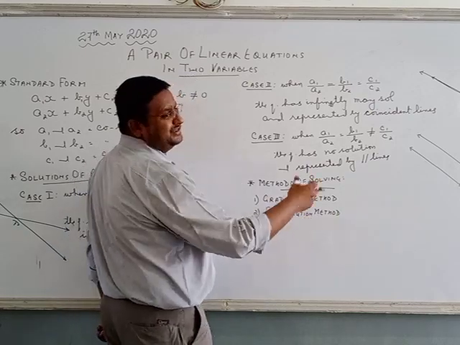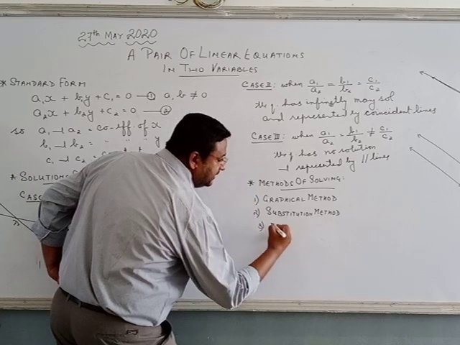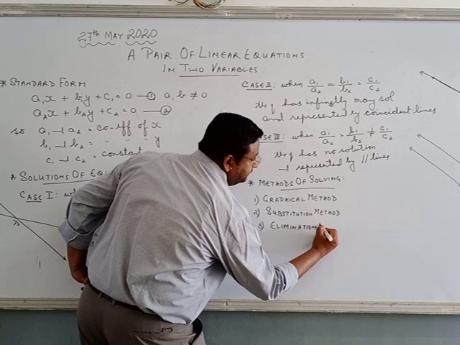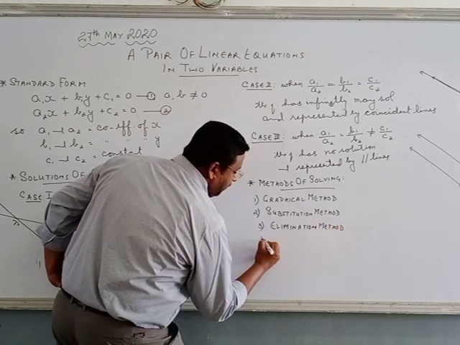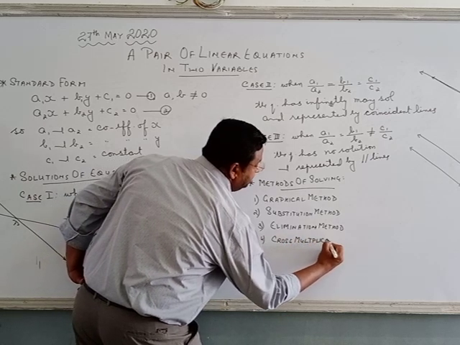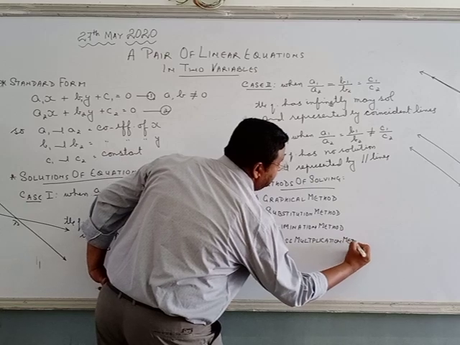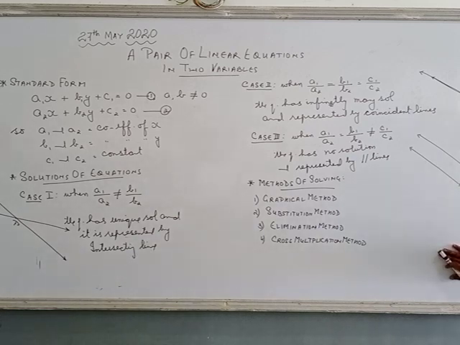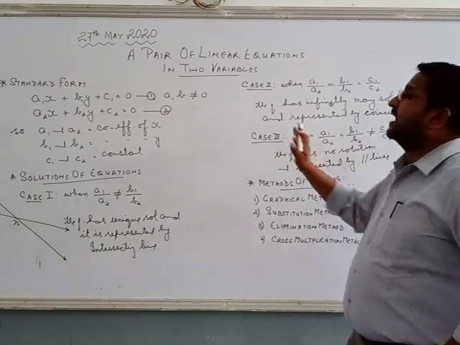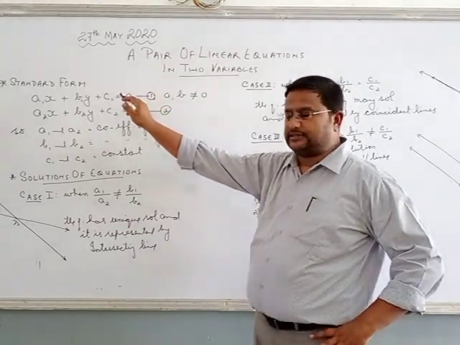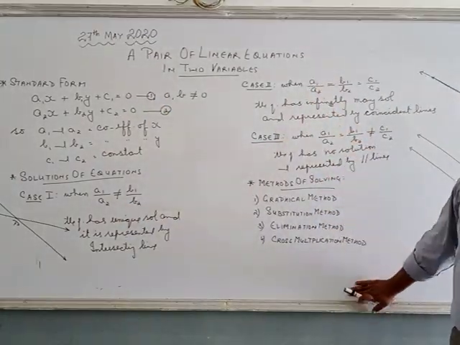When you come to this, you have exercises on these methods. Third, the elimination method. And fourth, cross multiplication. These are the four methods which we use to solve a pair of linear equations. I hope you have understood the basics. It is carried forward from class 9, the standard form. In 9th it was for one equation, here it is for two equations. That's it. Now, copy this in your notebooks.